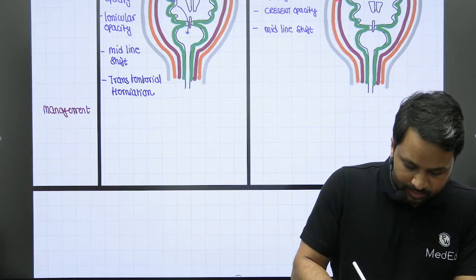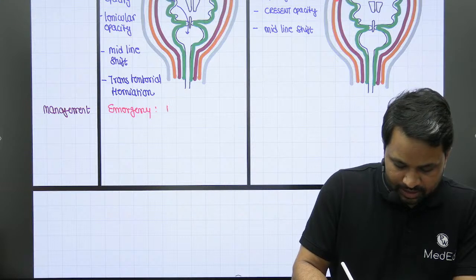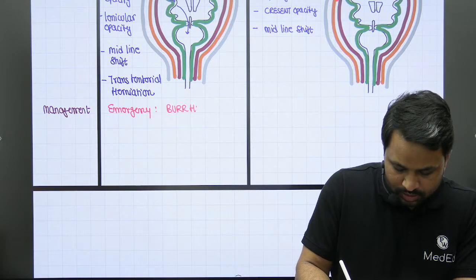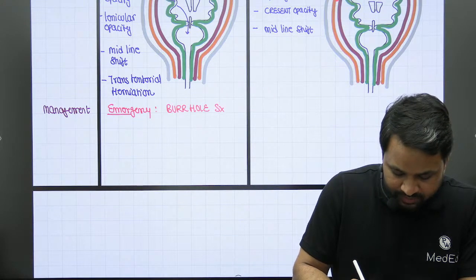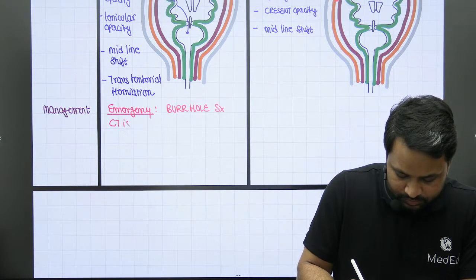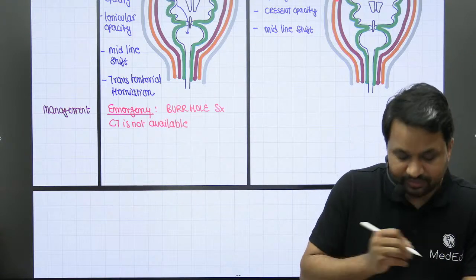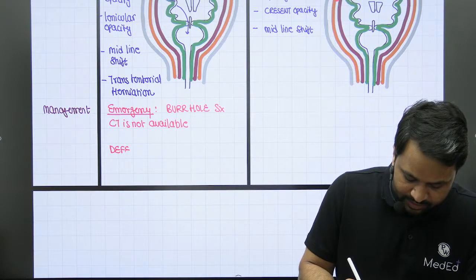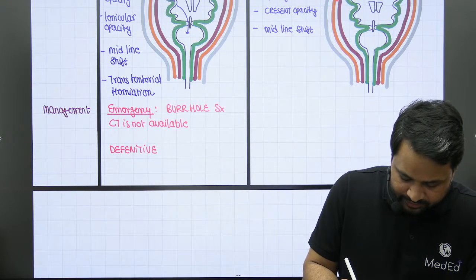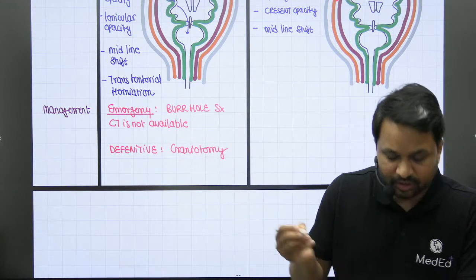So when you talk about the management, in emergency, I can do a burr hole surgery. So see, we say emergency burr hole is done only when CT is not available. When CT is not available and the patient is deteriorating fast, that is when you do burr hole surgery. But if I ask what is the definitive surgery? The definitive surgery is going to be craniotomy, identify the site of the bleed and control it.